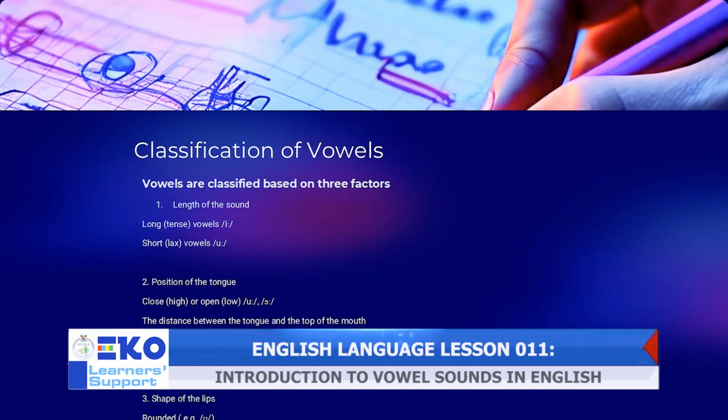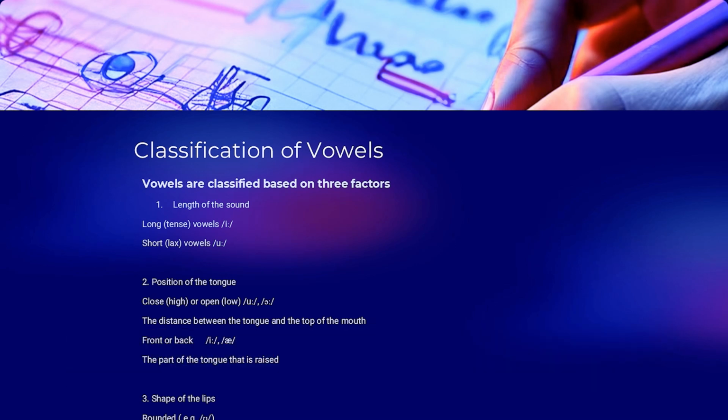Classification of vowels based on the length. We have the long vowel and we have the short vowel. Whenever you see a colon-like mark at the end of a sound, that sound is a long vowel. We have an example there, E, okay? And then we have the short one, which is U, in the word good.